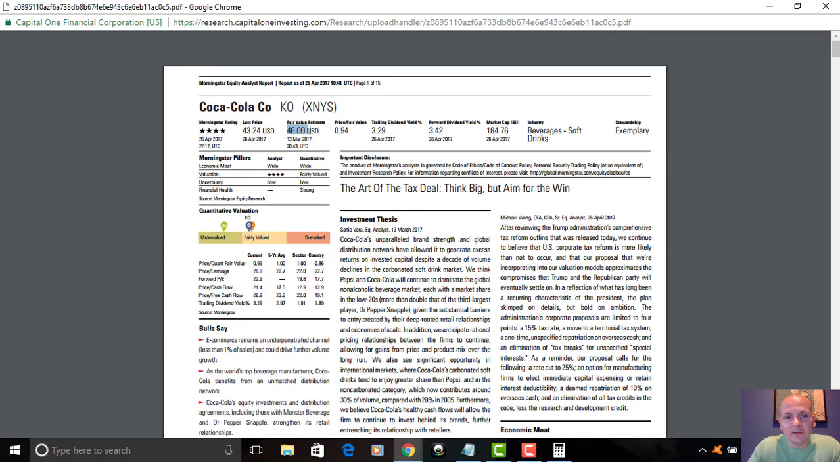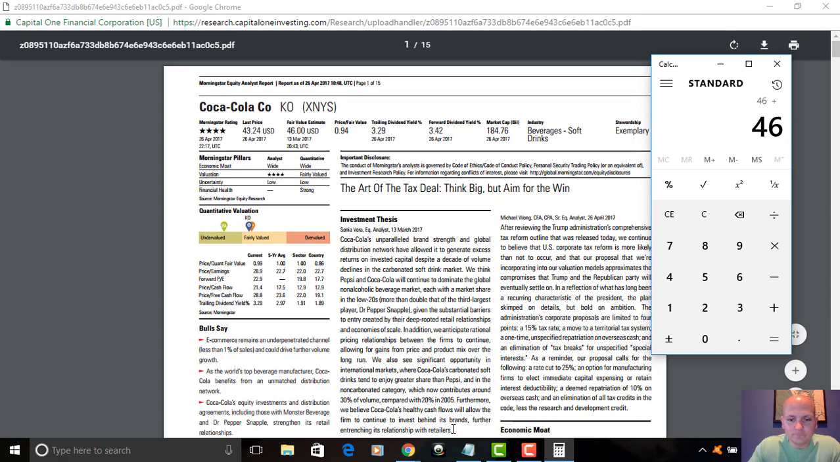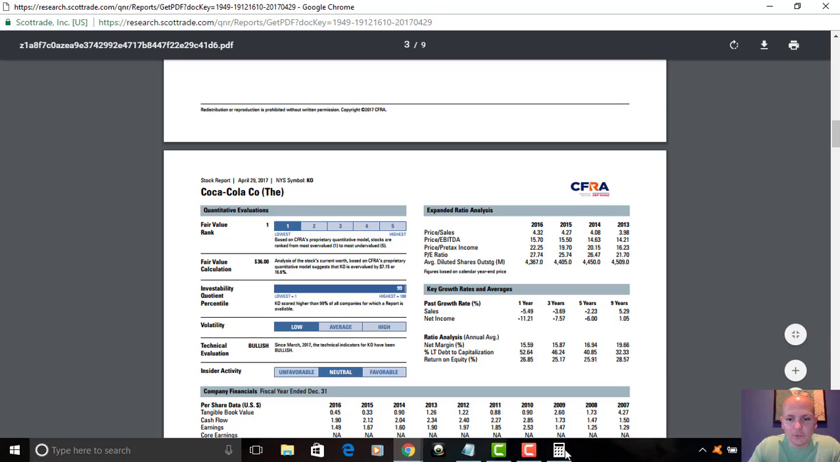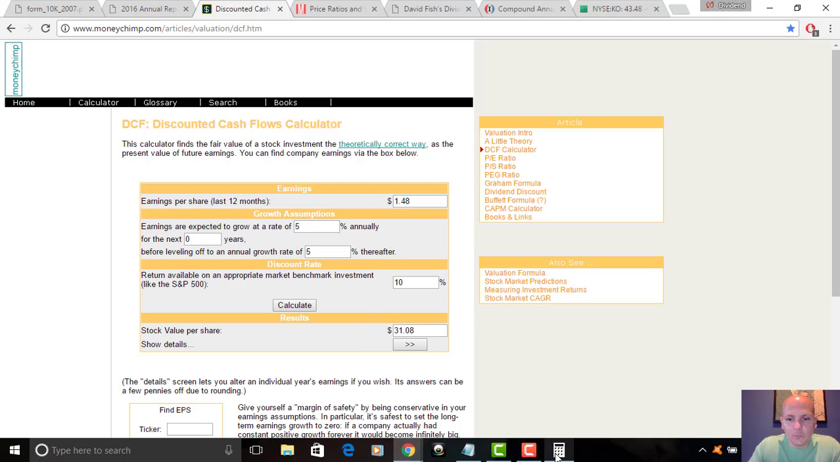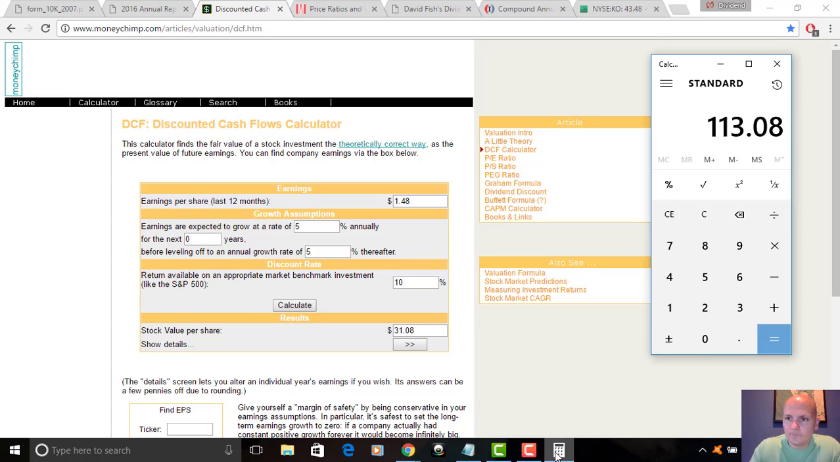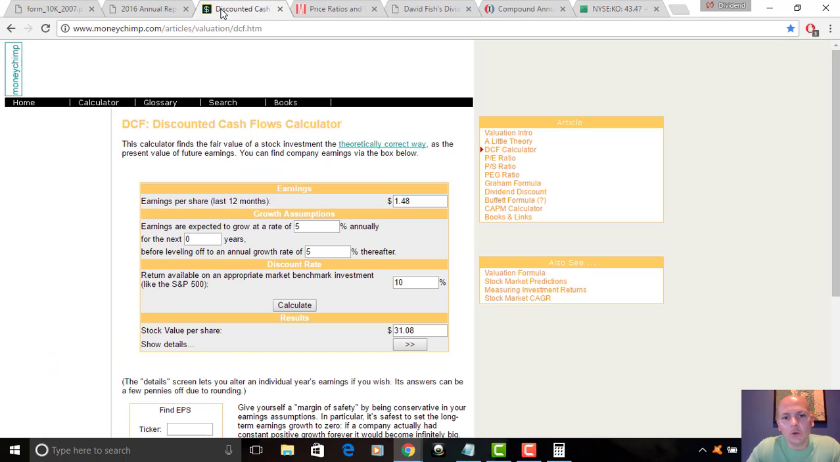Morningstar has it worth 46. So, if we were to average these three numbers out, like if we were doing an article, I'd take 46, I'd take 36, and I take 31.08, and I divide it by 3. I'd come up with a stock worth, we call it 38 bucks. I think even that is really being aggressive with Coke. Still, at over $43, almost $43.50 a share, Coke looks overvalued.